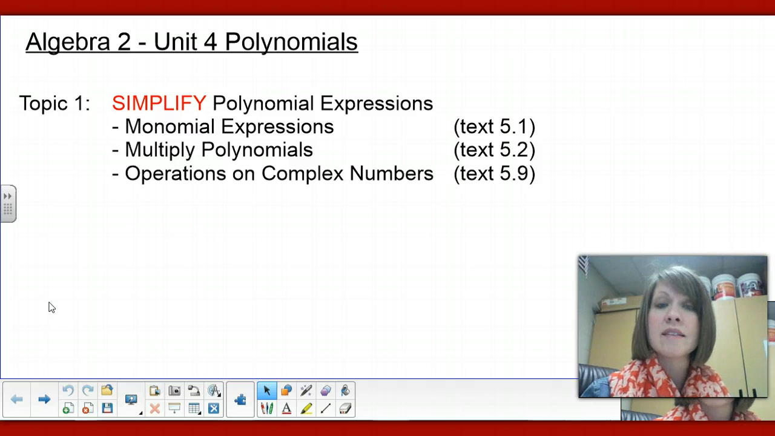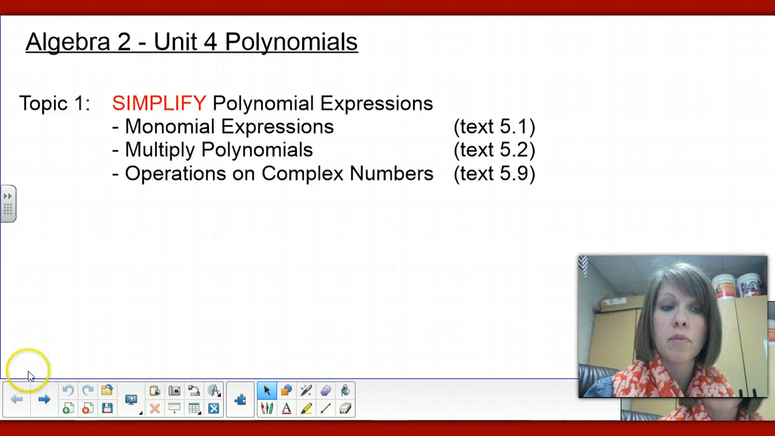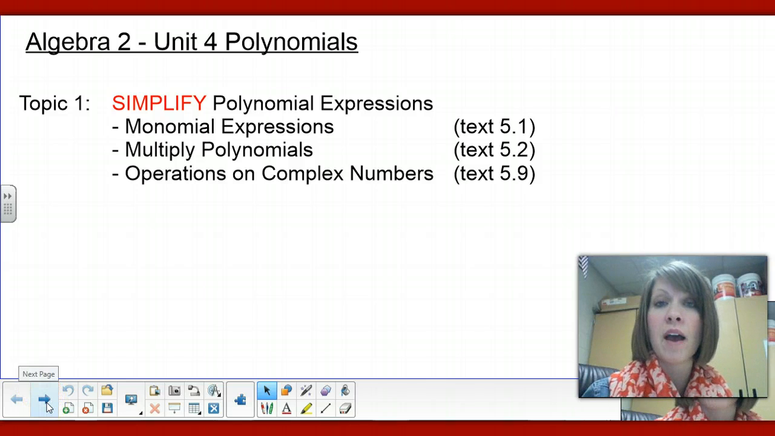In Monday's class I asked you to work on the 5.1 worksheet, which had to do with monomial expressions. I'm going to go through a quick summary of the properties you needed to do the 5.1 worksheet today on the video, but I'm going to spend more of the time focusing on multiplying polynomials and operations with complex numbers. Those are your 5.2 and 5.9.